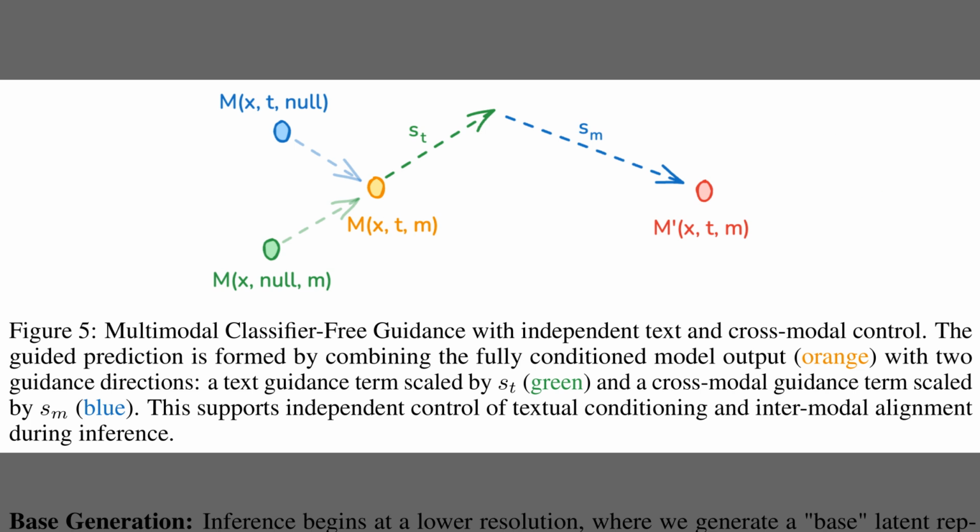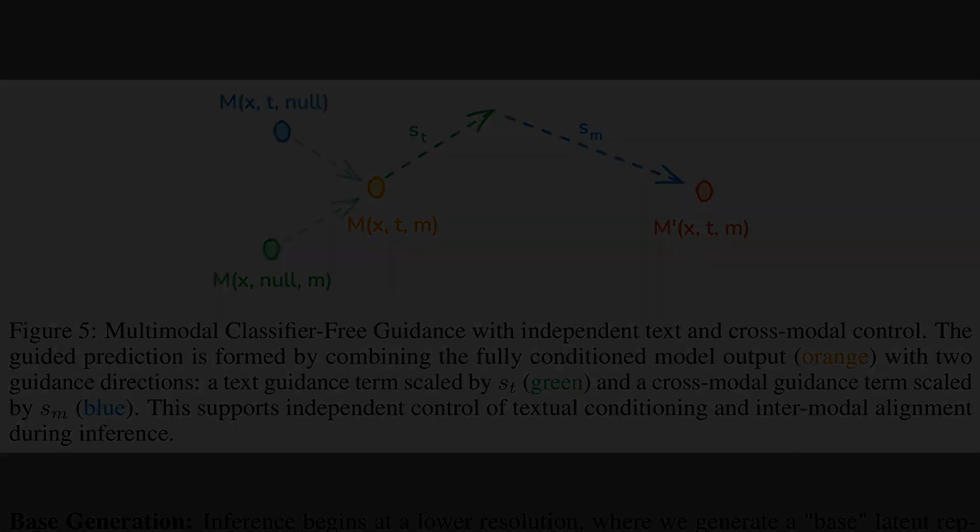Alright, moving from training to inference, Figure 5 illustrates the multimodal classifier-free guidance mechanism. This is essentially how they steer the generation process. The central orange dot represents the model's standard prediction using all available inputs. To refine this, they apply two independent forces. The green arrow represents text guidance, scaled by S_T, which pushes the output to match the prompt. The blue arrow shows cross-modal guidance, scaled by S_M, which enforces tight synchronization between sound and video. The final result, marked by the red circle, is the vector sum of these contributions, ensuring the output is both semantically correct and perfectly synced.